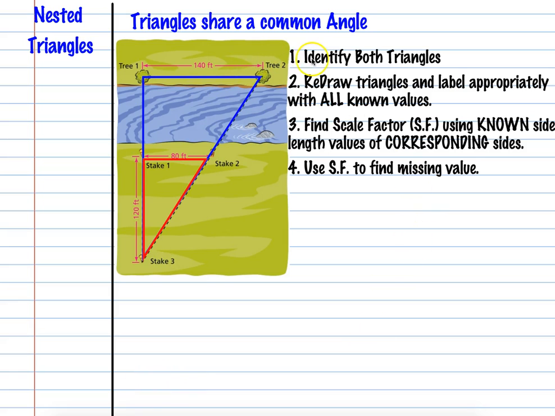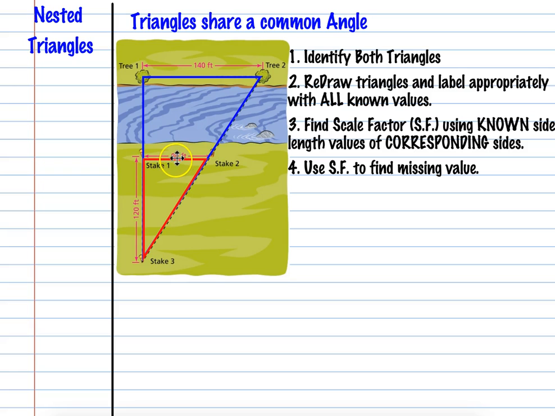Okay, so the first thing we need to do when we see nested triangles is know that they share a common angle. So these 2 are the same. They both have this same angle here. Now if they share that angle, and these 2 lines have to be parallel too, if these 2 are parallel, then they are similar triangles. Now when we see nested triangles like this, and you'll see this in your homework on question number 25, the first thing you need to do is identify both triangles. There's the big triangle, and then there's the short triangle.